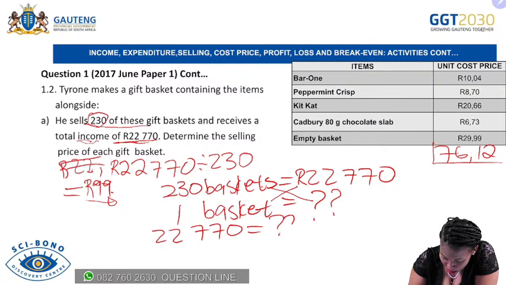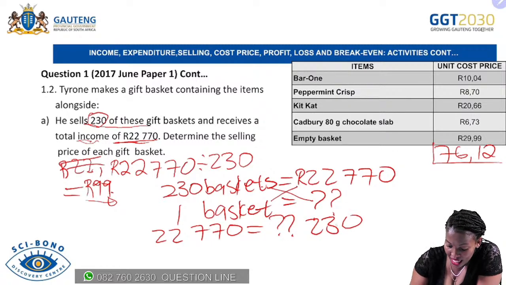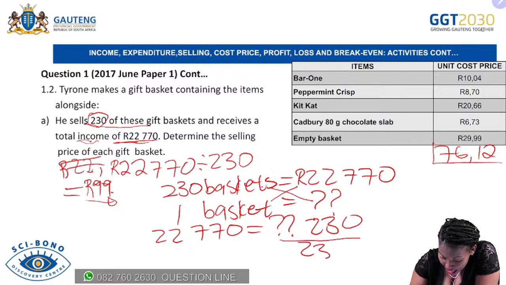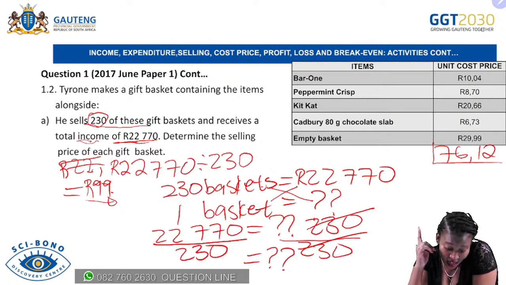It will be the question mark 230. But we don't want 230. We want the question mark. So we'll divide by 230. We'll also divide this side by 230. 230 and 230, they will cancel. You are left with your question marks because we want to know the price of one unit.